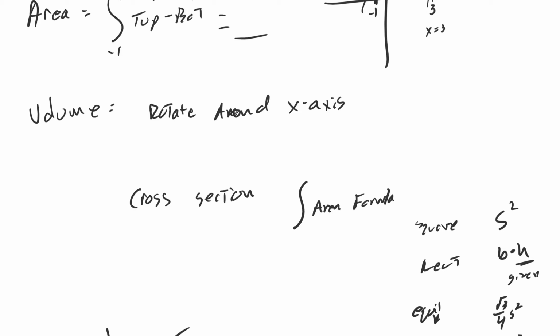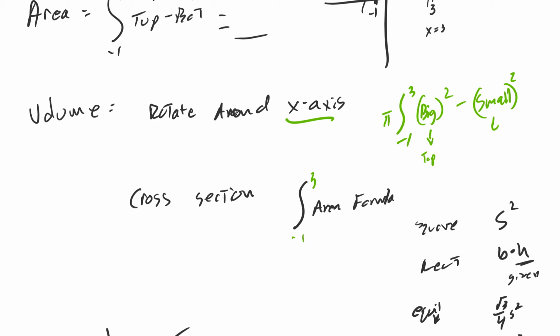And then the other one is when you rotate around something. That's the one that has a pi in it. So when it's rotated, you're spinning it around something. That's where you have pi. So it's pi times the integral of whatever your limits are, I guess in this case 1 to 3, of the... I like to say the big squared minus the small squared. Oh, the big radius minus the small radius. In this case, and how you find each radius is top minus bottom still.